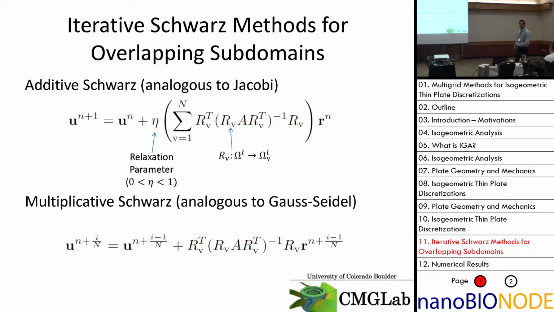And so we consider two different smoothers here. We have additive Schwarz and multiplicative Schwarz. Additive Schwarz is analogous to Jacobi. It's kind of an attractive option because it is parallelizable. Multiplicative Schwarz is analogous to Gauss-Seidel, which is not quite as parallelizable. Additive Schwarz doesn't preserve partition of unity normally, so it's typically used as a preconditioner, but if we add this relaxation parameter, we can actually make it converge. These terms here, V, are actually our restriction and prolongation operators, which restrict our total domain to just the subdomains we've defined on the last slide.